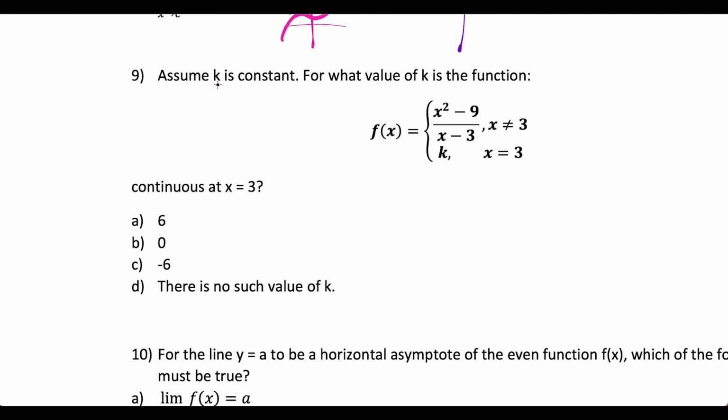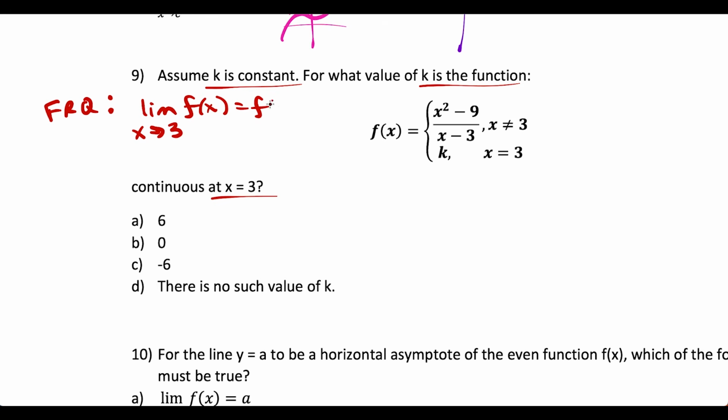So question 9, we're assuming that k is constant. For what value of k is this function going to be continuous at x equals 3? Well, just know if this was a free response question, what we need to show is that the limit as x approaches 3 of f of x is equal to f of 3. So if I want to find the limit as x approaches 3 of our function, I'm going to be looking at the piece where x is not equal to 3, because this is going to allow us to approach from the left and right side.